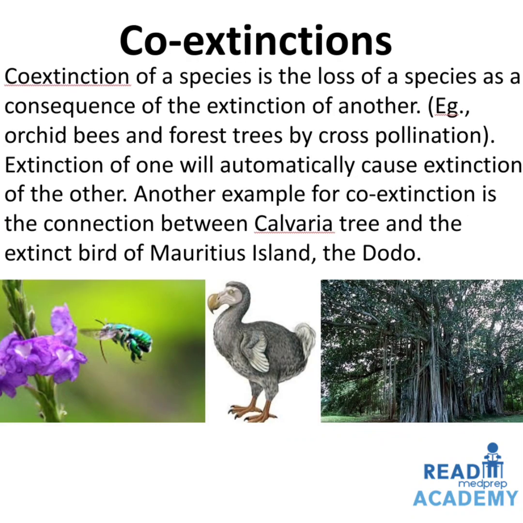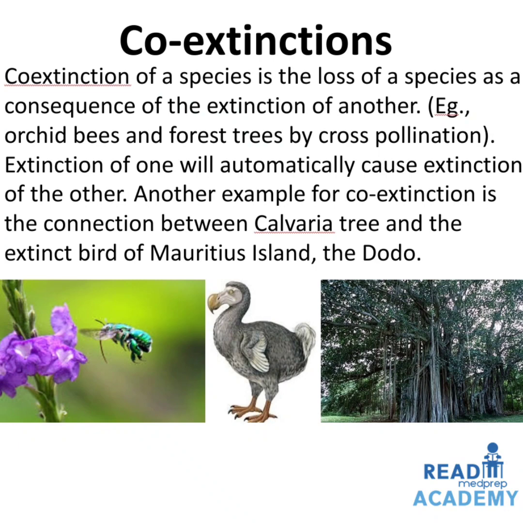Co-extinctions. Co-extinction of a species is the loss of a species as a consequence of the extinction of another. Example, you can see in the image on the left side the orchid bees and the forest trees by cross-pollination. Extinction of one will automatically cause extinction of the other.